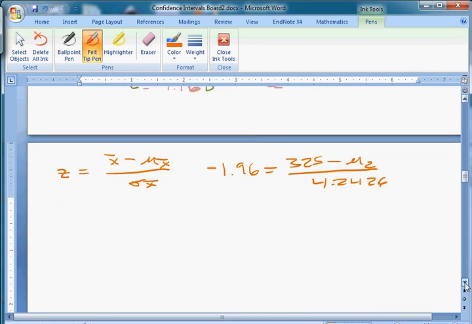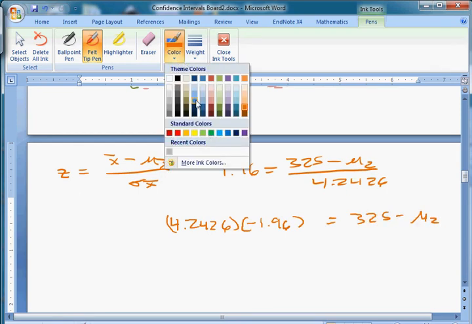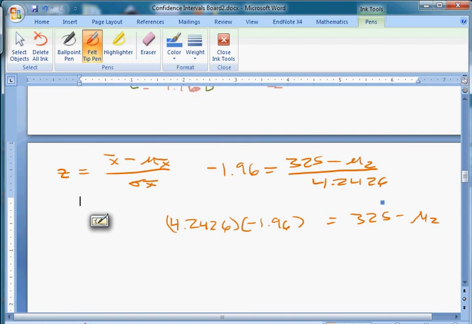Alright, so we need to do a little bit of algebra. First, we're going to multiply both sides by 4.2426 to cancel out the division. So you see a fraction, getting rid of that first is always a good idea. So this times negative 1.96 is equal to 325 minus mu2. And we want to isolate mu2, right? We're trying to solve for that. So we can subtract 325 from each side.